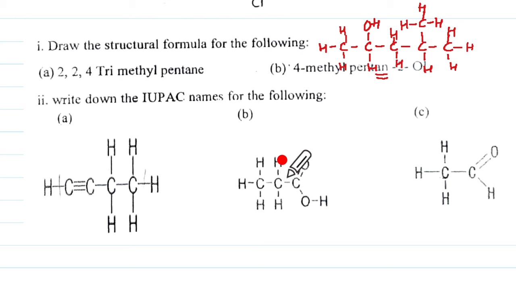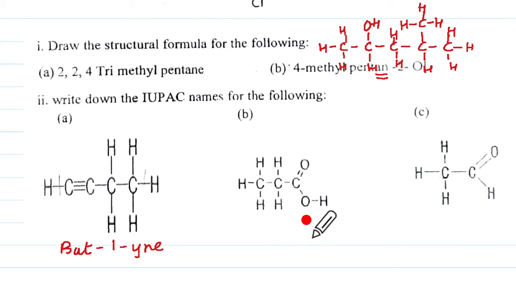Let us come again to the IUPAC names. This is 1, 2, 3, 4, so it is but. And the first carbon has ine, so it is but-1-ine. Ine means the triple bond here. There is no other branch, no alkyl group or no other functional group.